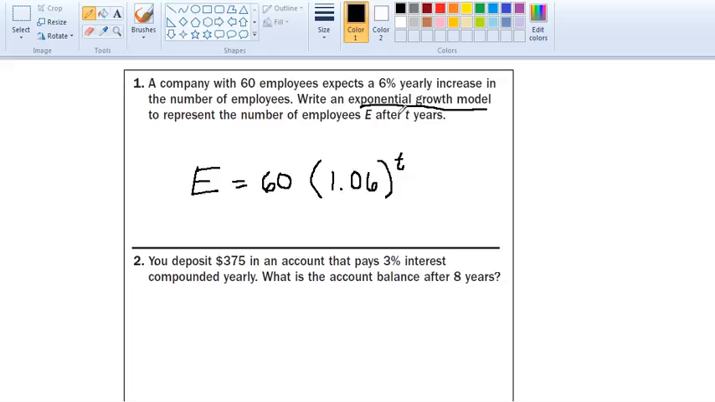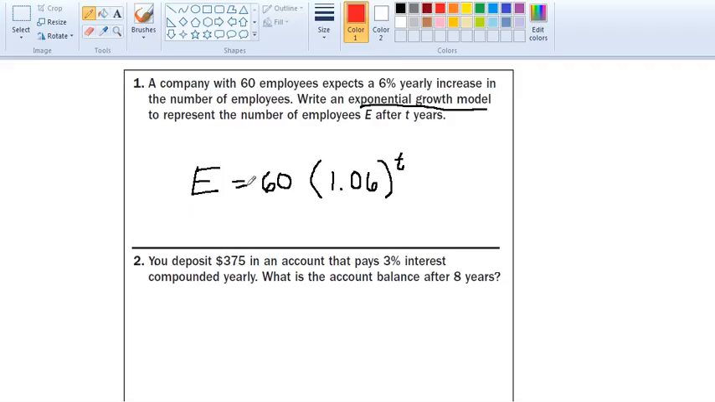Okay, did you get this? E is that number of employees after the T years right there. 60 was the initial amount of employees. Here's the 1 plus 0.06, or 1 plus 6%. Remember, the 6% could be written as 0.06. So when we put those together, it comes to 1.06. T is the number of years. We don't know, until we get a T, we can't really solve for E. So everything you've got here hopefully looks like this, and if you don't have that, change that.